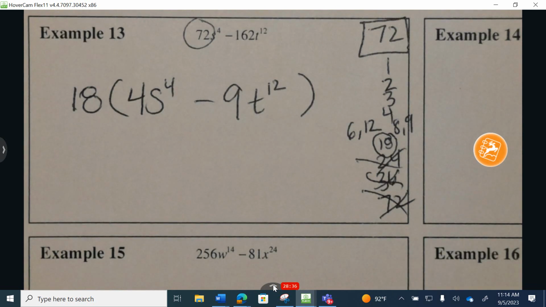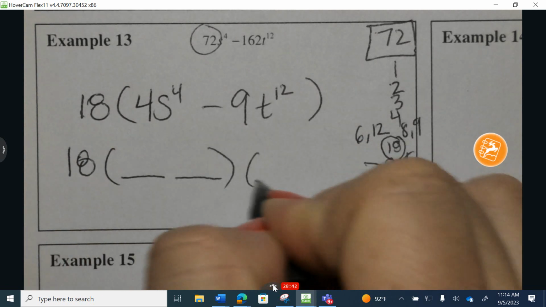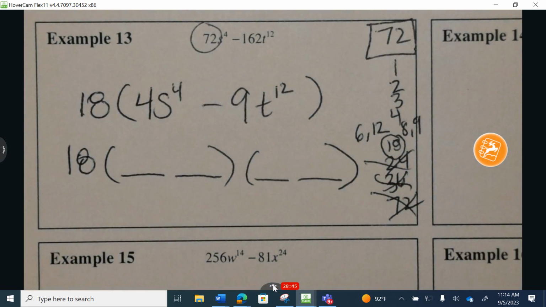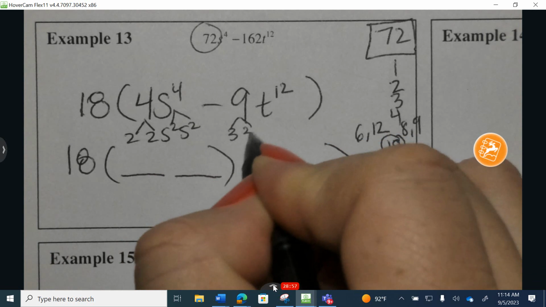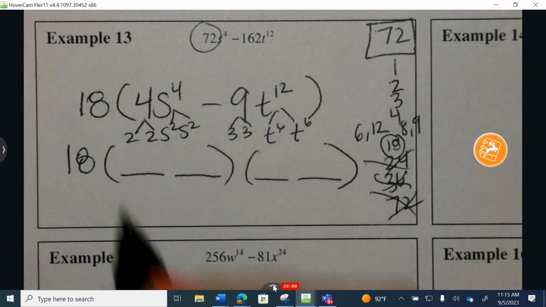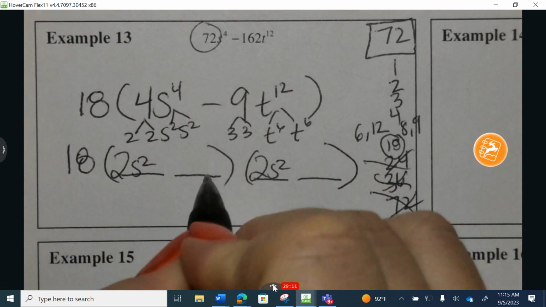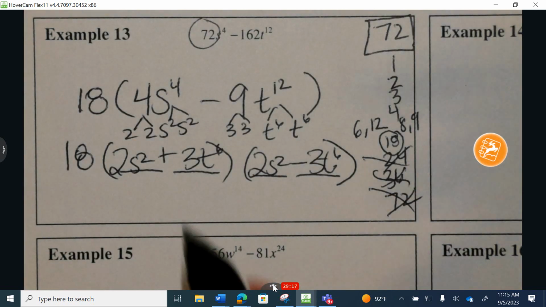And I want you to beat me right now. You have 30 seconds to finish this problem. Go. So I have 2s squared, 3t to the 6th, 3t to the 6th, one's addition and one's subtraction.